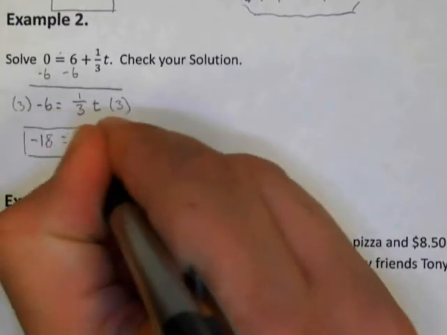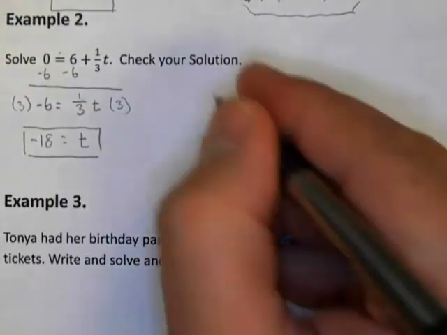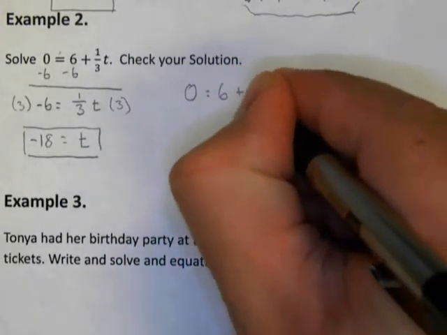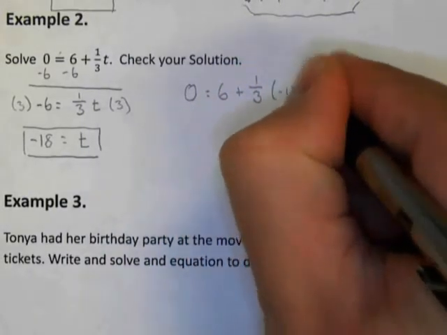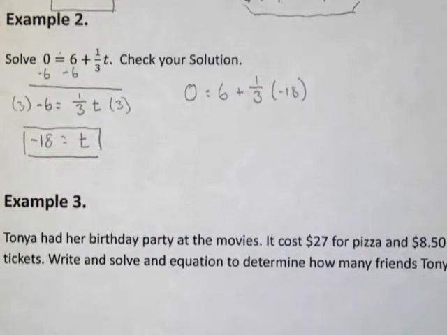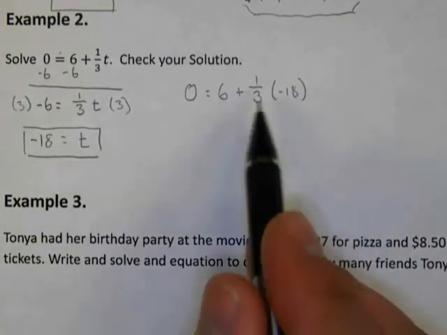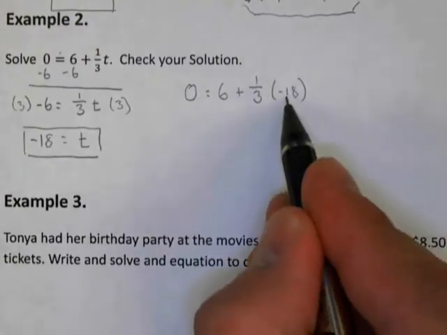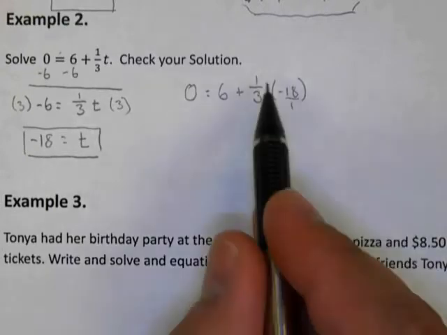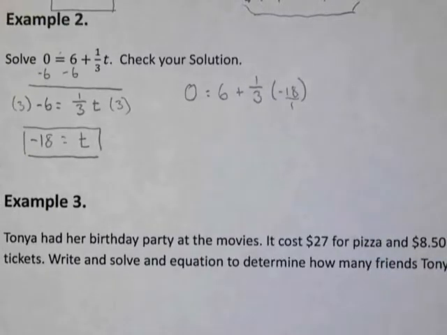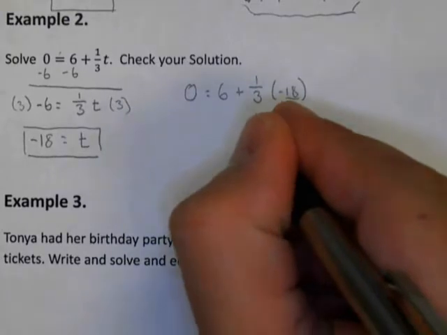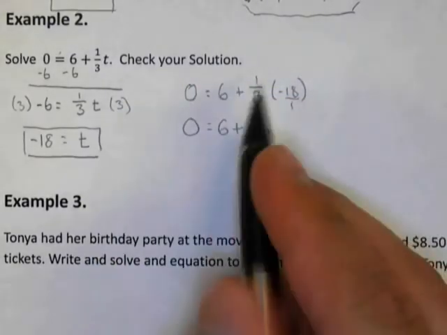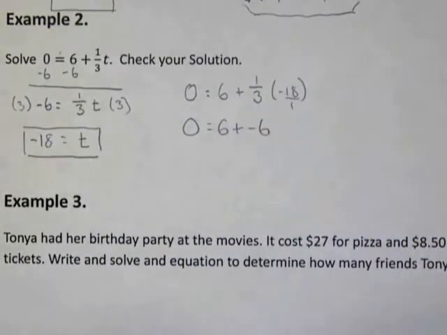Let's go back through and check our work, make sure that we did it right. We have 0 equals 6 plus 1/3 times negative 18. First things first, we have to use PEMDAS, right? We have to multiply first. So 1/3 times negative 18. Remember, this is just the fraction negative 18 over 1. And that's going to be negative 18 over 3, or that can reduce down to negative 6, right? Negative 18 divided by 3 is negative 6.